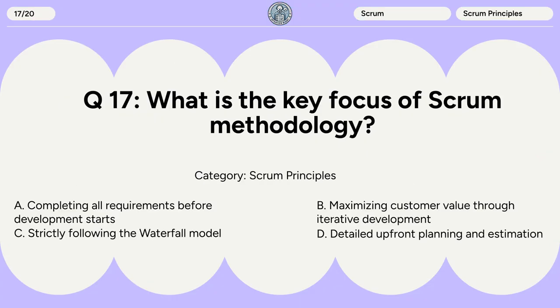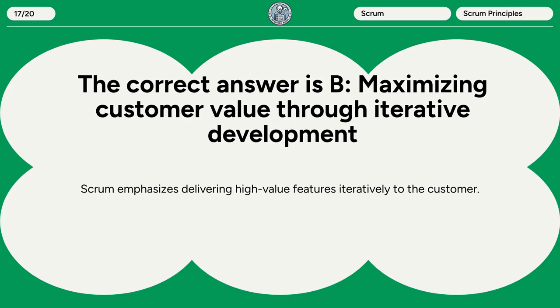Question 17. What is the key focus of Scrum methodology? A. Completing all requirements before development starts. B. Maximizing customer value through iterative development. C. Strictly following the waterfall model. D. Detailed upfront planning and estimation. The correct answer is B. Maximizing customer value through iterative development. Scrum emphasizes delivering high-value features iteratively to the customer.